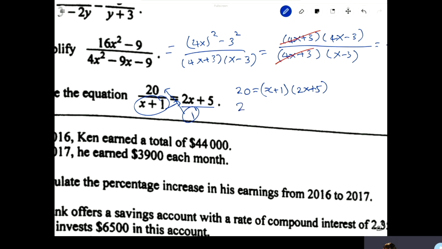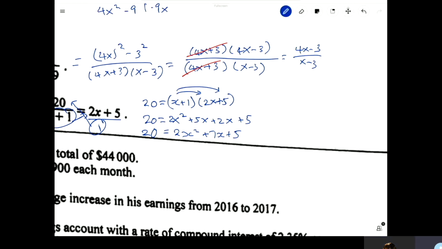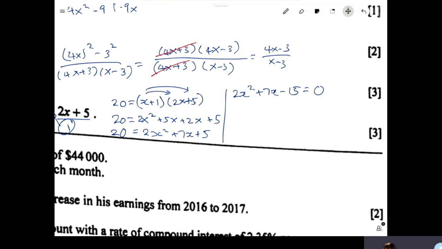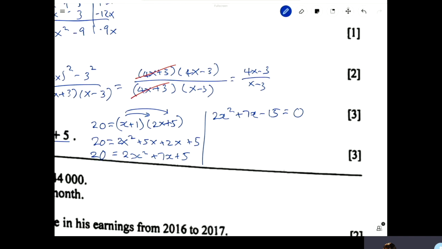Okay, so 20 equals, you got to do all the rainbow stuff. 2x squared plus 5x plus 2x plus 5, which is 2x squared plus 7x plus 5. Okay, so next, I'm just going to continue here. Rearrange the whole thing: 2x squared plus 7x minus 15 equals 0. So far, are we okay? Alright, so we gotta do the factorization again.